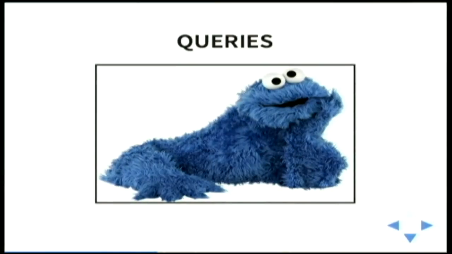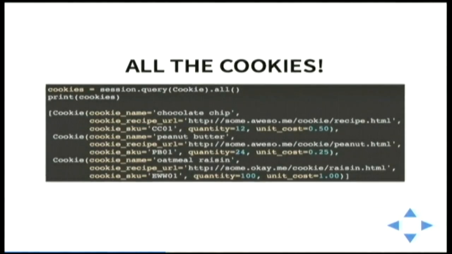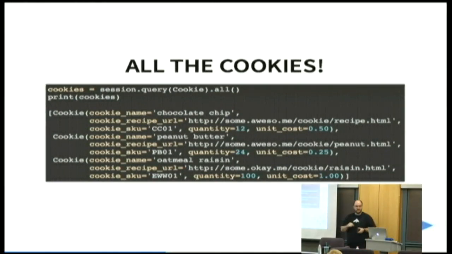All right, so let's talk about queries. Deep thoughts. And again, all the cookies. So the first thing I want to do is find out what all cookies do I have in my database. So the very top line up here is exactly that. Again, I'm going against that session. I'm saying, hey, session, issue a query statement against the cookie object. Give me all the rows in that, right? And then I'm just going to print cookies.